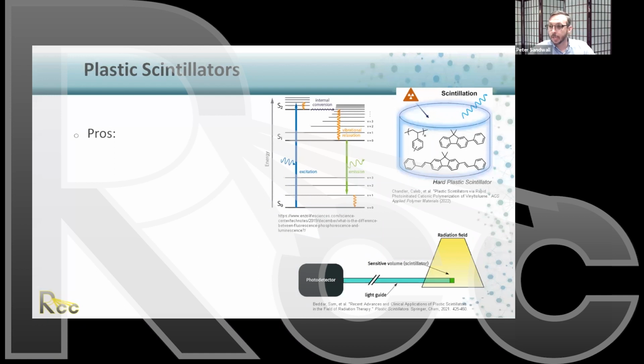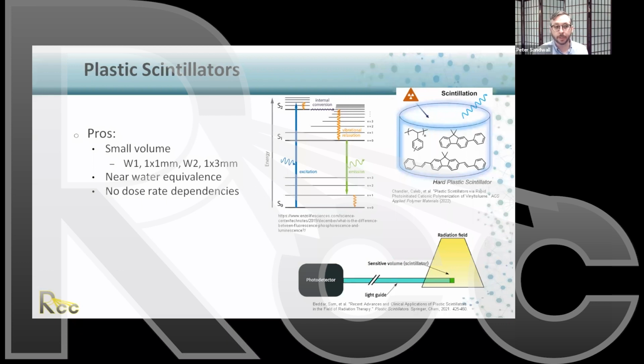So we'll talk about the good things. Small volume. Those detector elements can be 1 by 1 millimeter or 1 by 3, the newer W2. There's another manufacturer, but I haven't studied their device yet. It's very new. Near water equivalent. It's got a very similar composition as us. It's a hydrocarbon, not a very high effective Z, so it's got no dose rate dependencies. So it's cool.